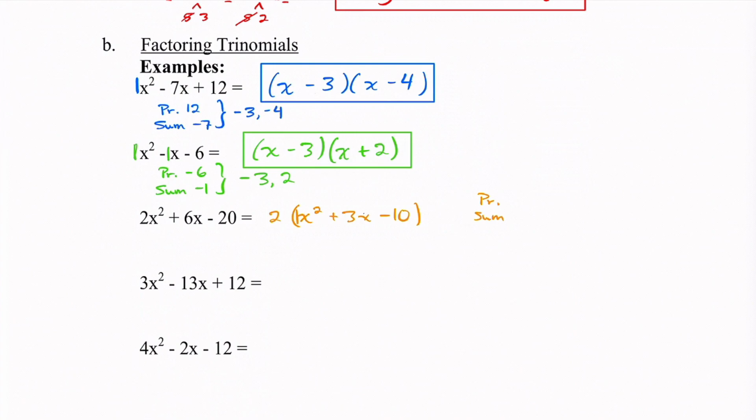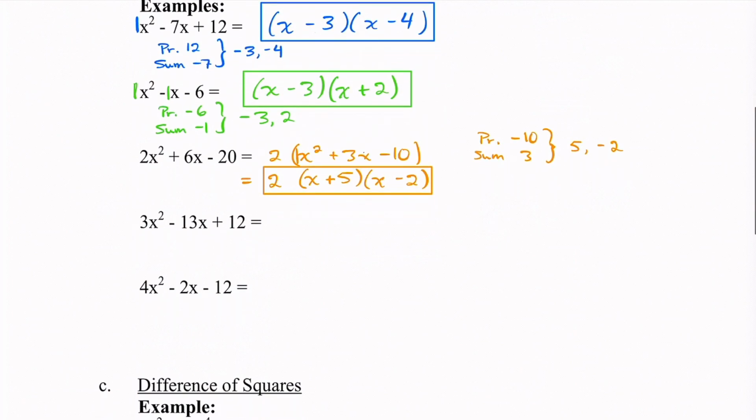So product is 1 times negative 10. That's going to be negative 10. Sum is the middle number, positive 3. So I got to find two numbers that will multiply to negative 10, sum up to 3. That is going to be 5 and negative 2. And then it just breaks apart into those. So x plus 5, x minus 2. And the order that you put these in, it actually doesn't matter. I could have them flipped. Same with these ones. Order doesn't matter.